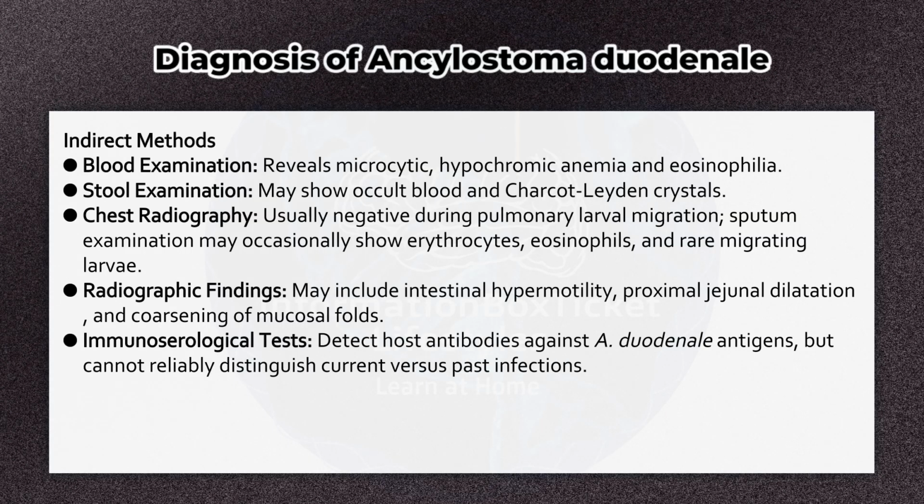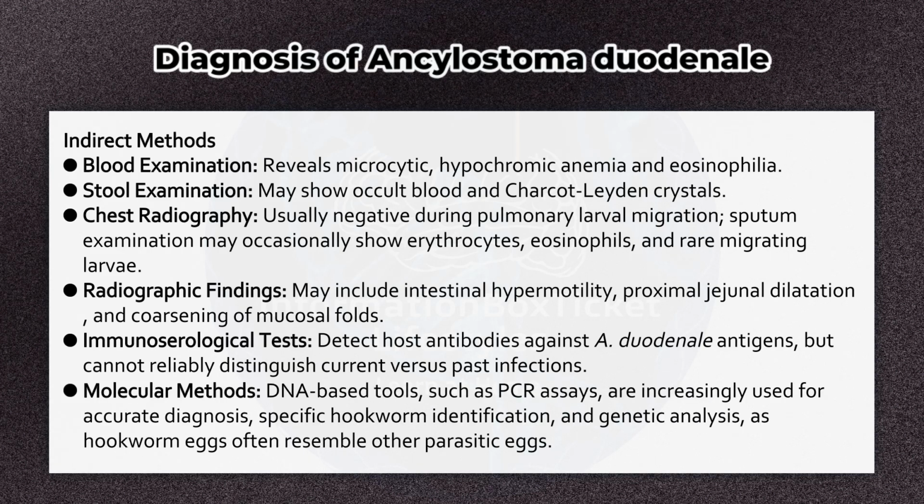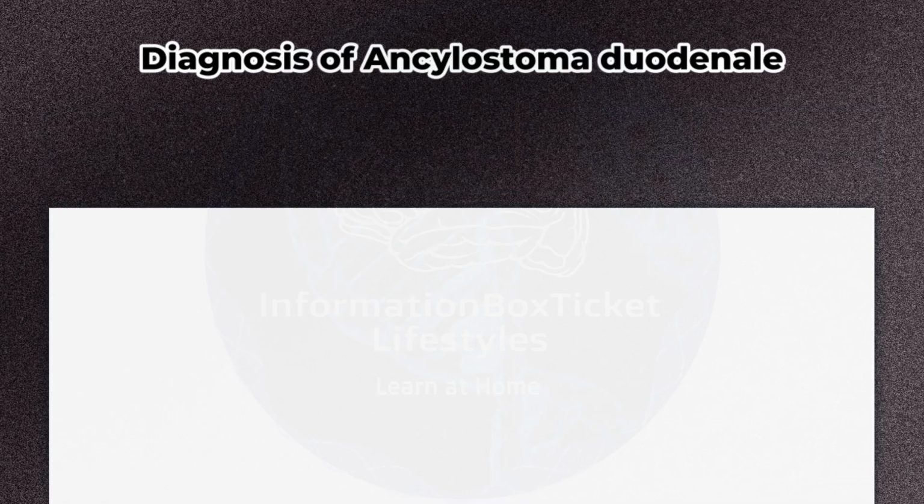Immunoserological tests detect host antibodies against A. duodenale antigens, but cannot reliably distinguish current versus past infections. Molecular methods. DNA-based tools, such as PCR assays, are increasingly used for accurate diagnosis, specific hookworm identification, and genetic analysis, as hookworm eggs often resemble other parasitic eggs.